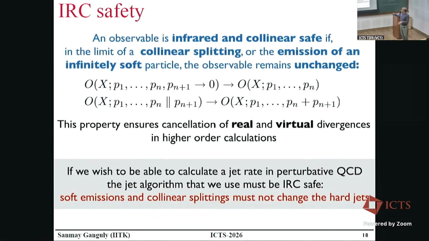That's formally put in this mathematical form: you have a bunch of 4 vectors, n number of 4 vectors, a set. If you add an n plus 1th, which is actually very soft, that is, tends to 0, then the outcome of a jet reconstruction algorithm should never change.